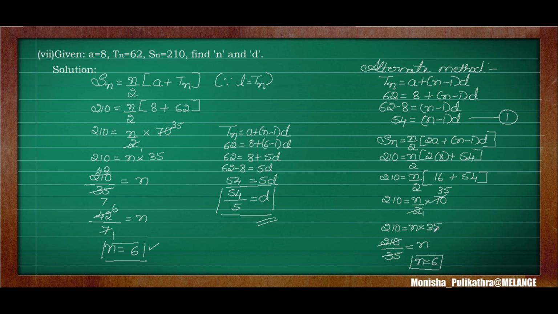So next what we have to do is substitute n is equal to 6 into equation 1. Equation 1 is 54 is equal to n minus 1 into d. So 54 is equal to 6 minus 1 into d. So 54 is equal to 6 minus 1, which is 5d. Again when you shift this, it will become 54 divided by 5 is equal to d. We can see here that in both methods the answers are equal. Hope you understood this.